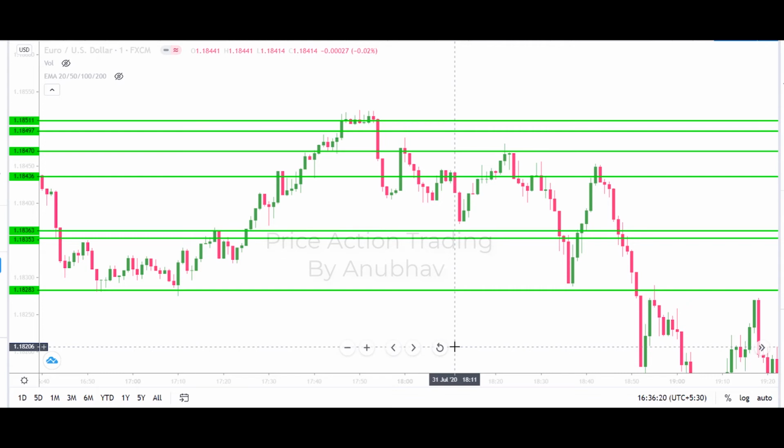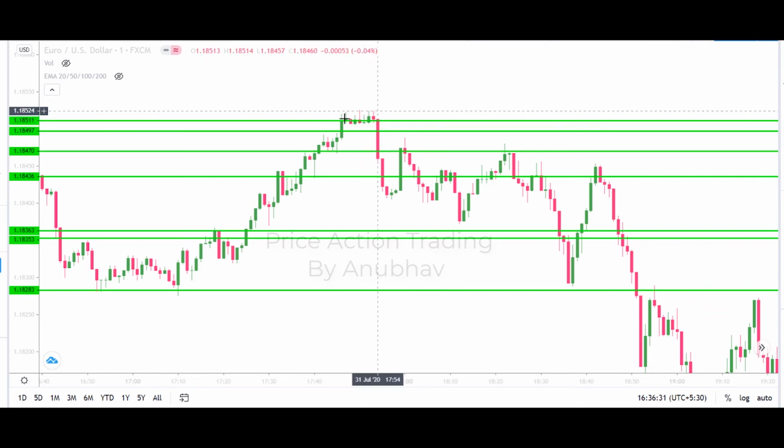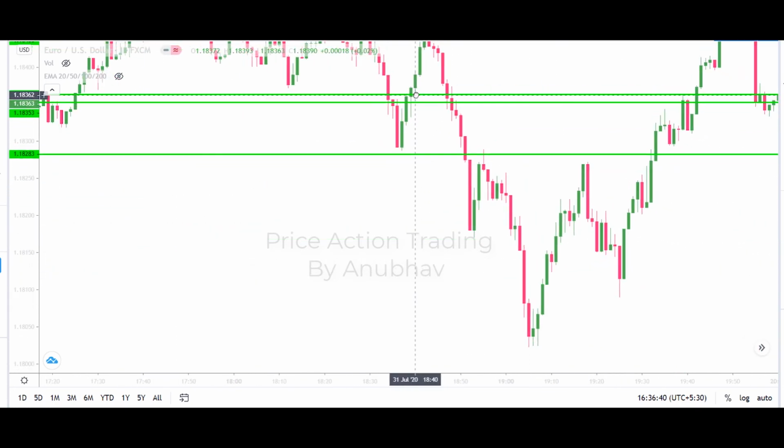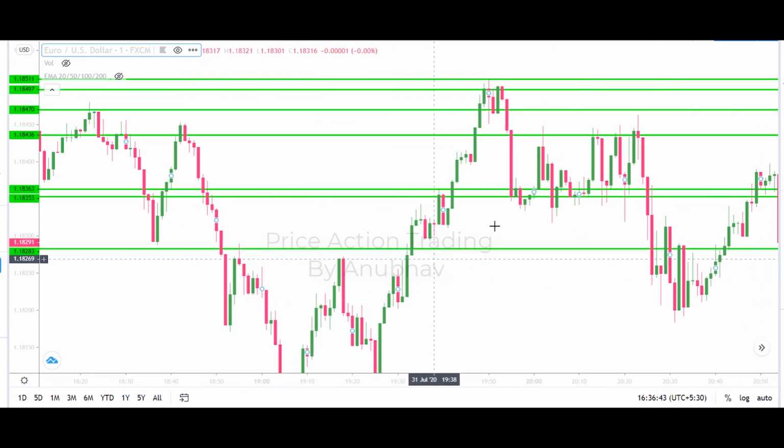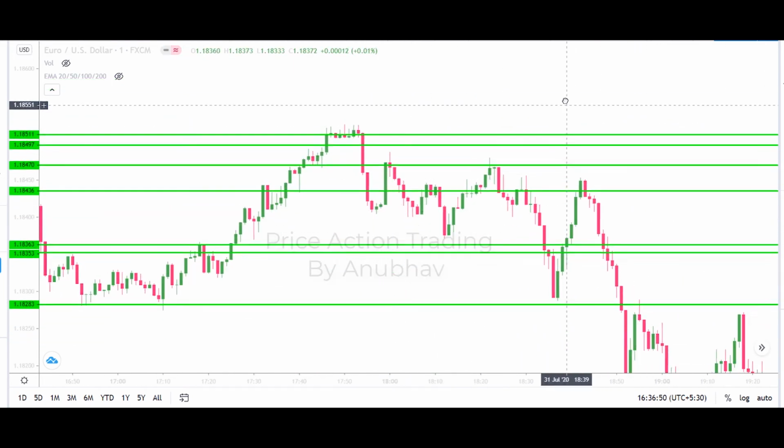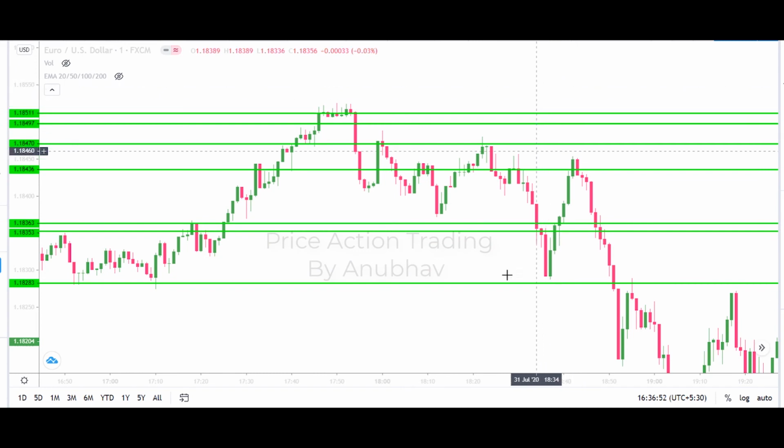Now I'll quickly remove all the drawings, and give you an idea how to make a mindset and avoid those choppy markets. You should avoid these candles also. You should avoid trading here also. And how should you avoid these areas also? Okay, so let's move to the new concept and remove all these drawings.